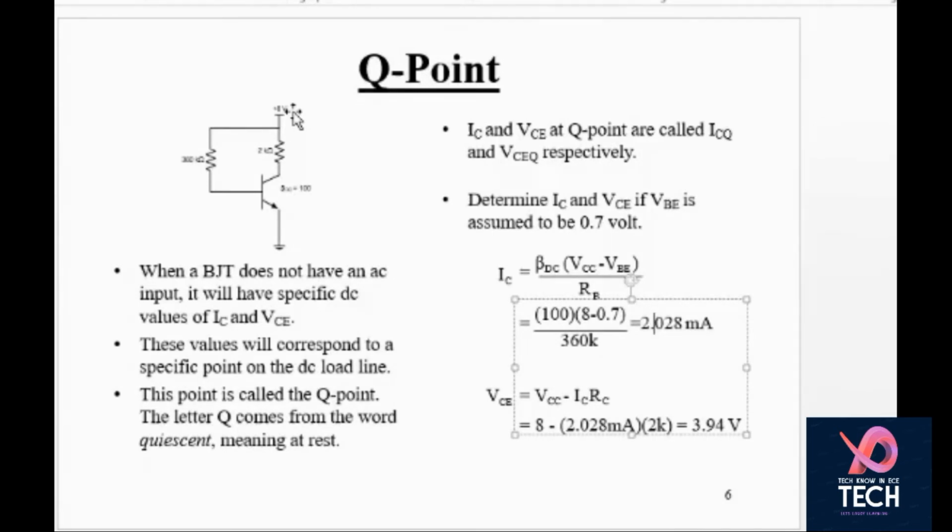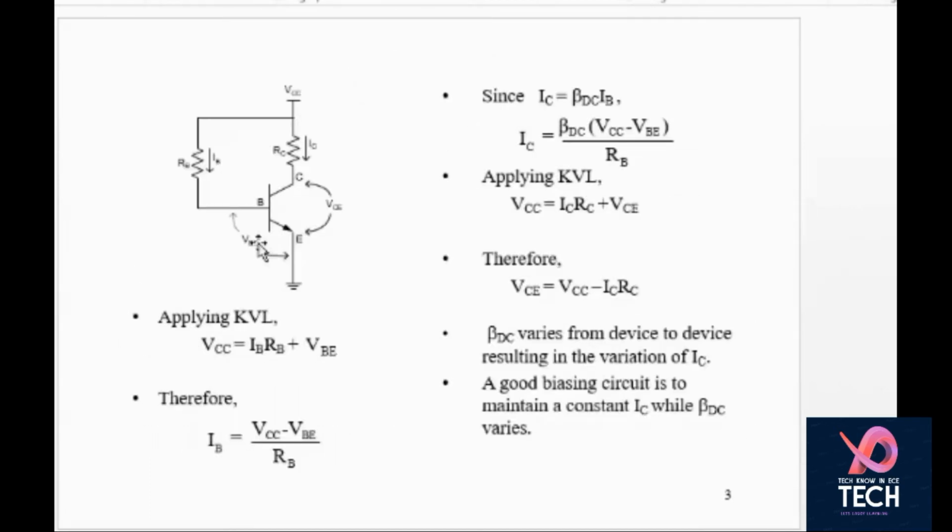The value of VBE is 0.7 volts, and you have been asked to find out the Q point. When you talk about the Q point, you are supposed to find out ICQ and VCEQ. The equation is already known to you. What is the equation? IB is equal to VCC minus VBE over RB.